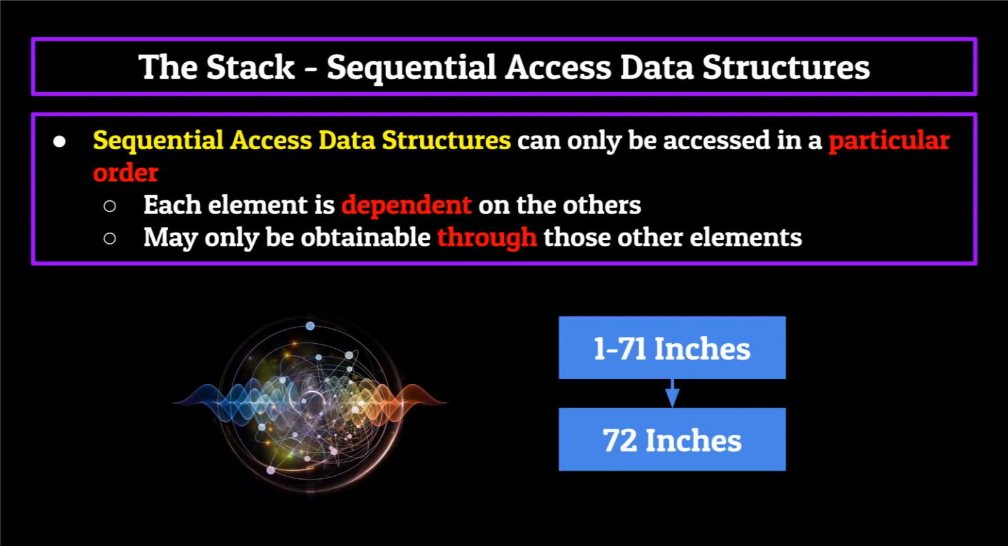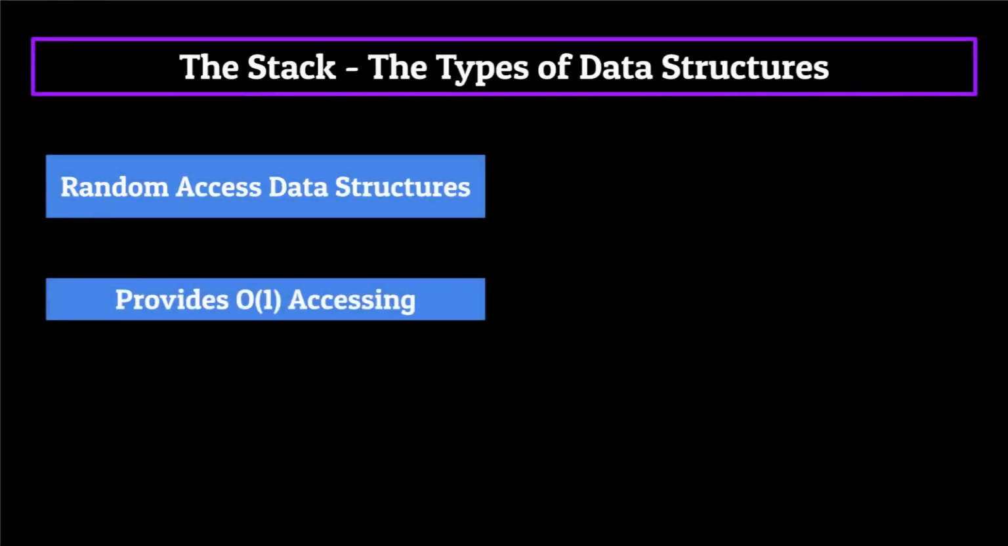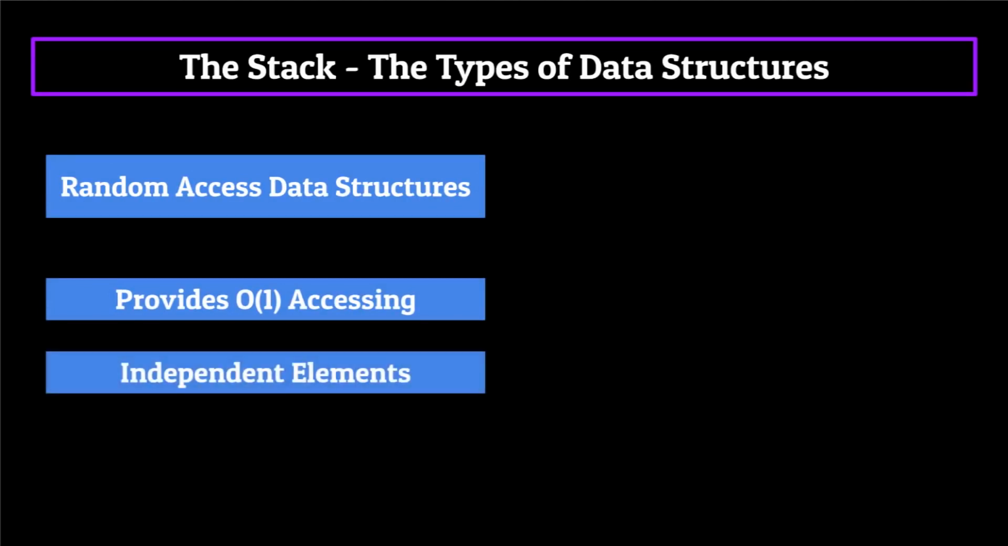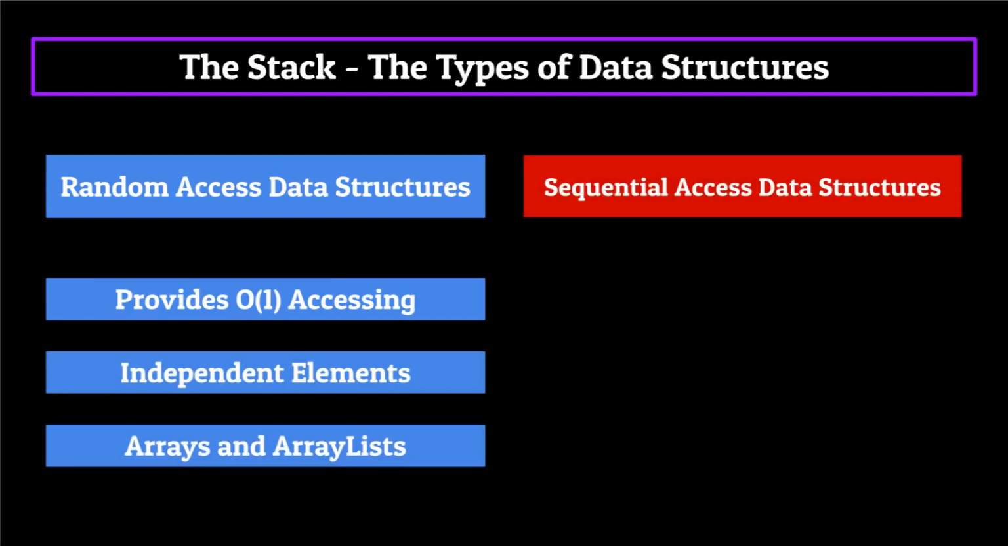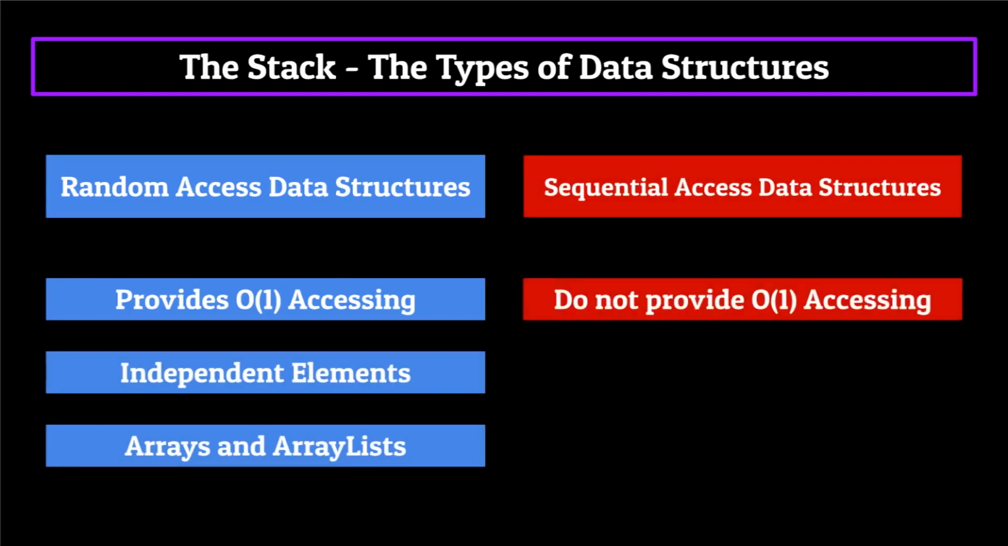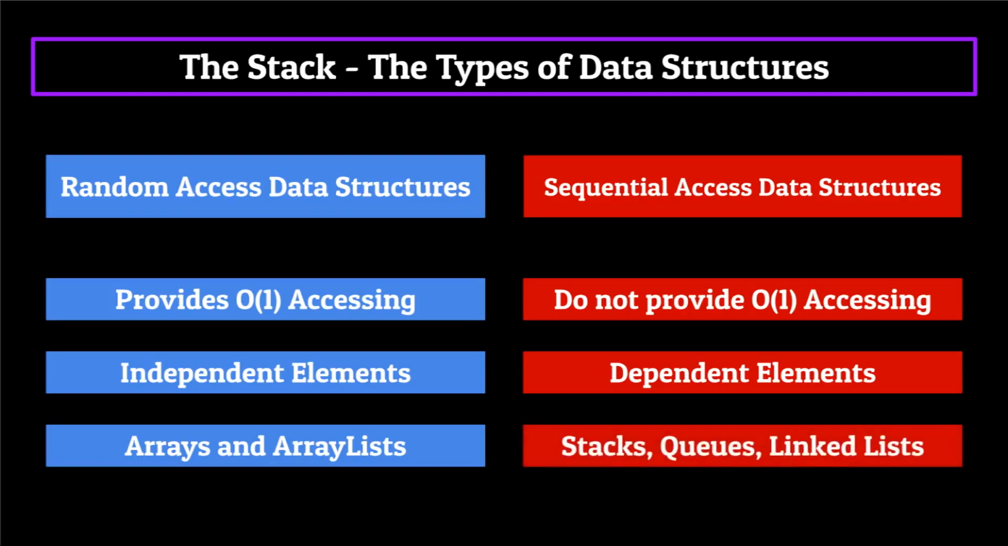These are also sometimes called limited access data structures because, unlike random access, the data is limited by having to obtain it through a certain way. So there you have it, random access data structures which allow instantaneous accessing power and independent elements, such as the array and array list, and then you have sequential access data structures, which only allow accessing through a particular order with dependent elements. Through the next few segments, we'll be covering a few of the popular sequential access data structures, such as stacks, queues, linked lists, and so on. Beginning, of course, with the stack.